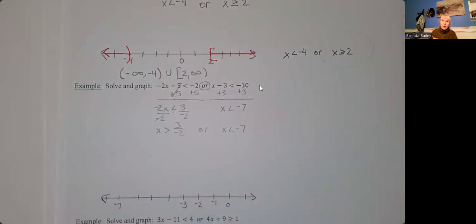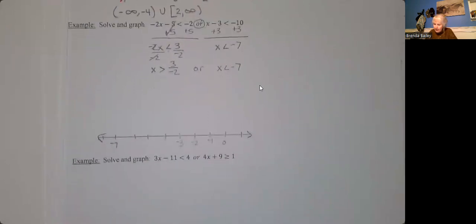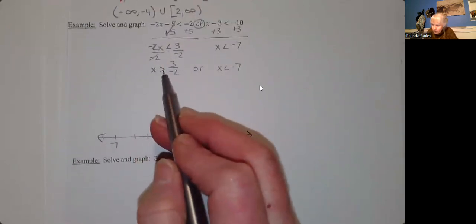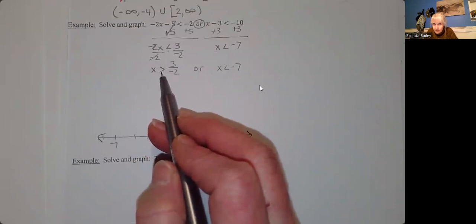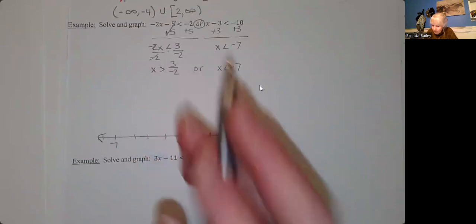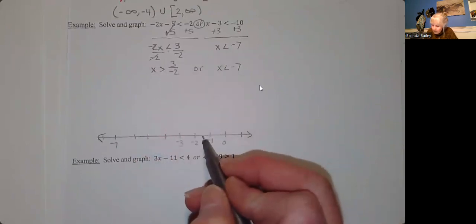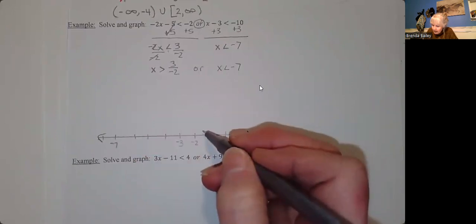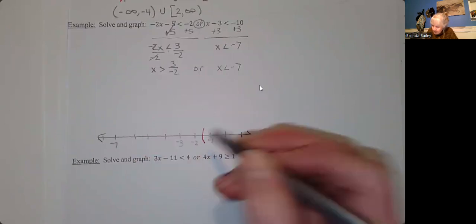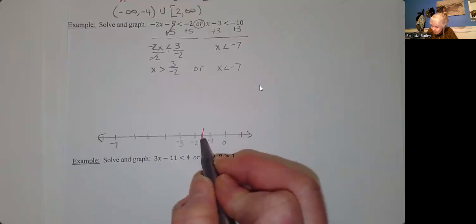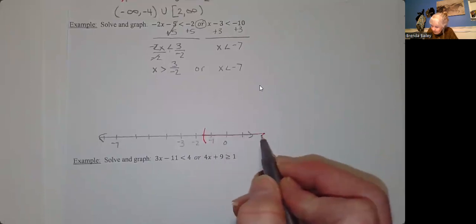This is a -1.5. So you can always make it a decimal to graph it, just so that you know where it's at. But let me move it up a little bit. X is greater than, but not equal, so it's a parentheses, -1.5. So we'll go to a -1.5. It's a parentheses, and we want x is bigger. So it's going to be this way.